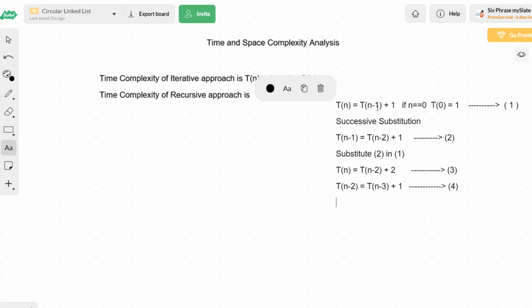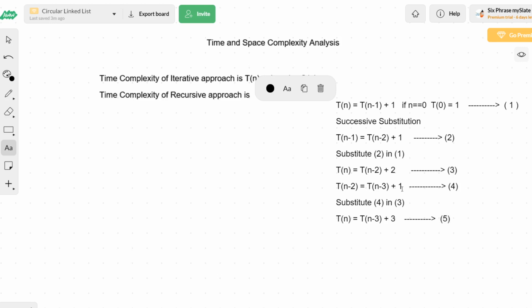And now the next task is to substitute equation 4 in equation 3. Now the total equation will be T of n is equal to T of n minus 2, instead of that we will take T of n minus 3 plus 2 plus 1. Here in equation 2 we have another one. So totally it is T of n minus 3 plus 3. This equation we will take as equation number 5.